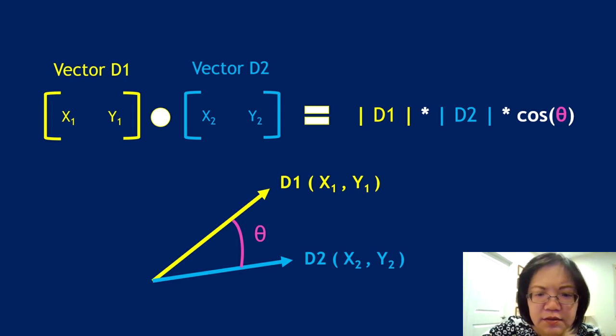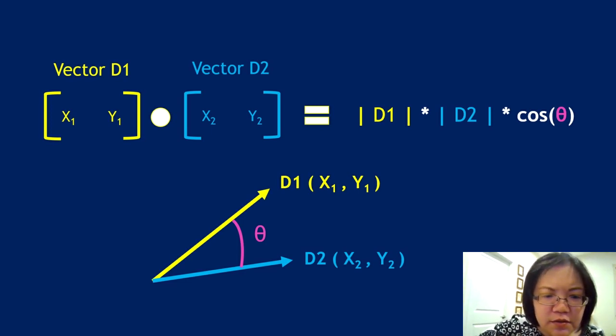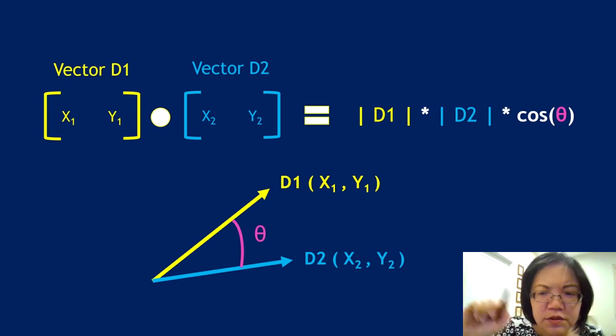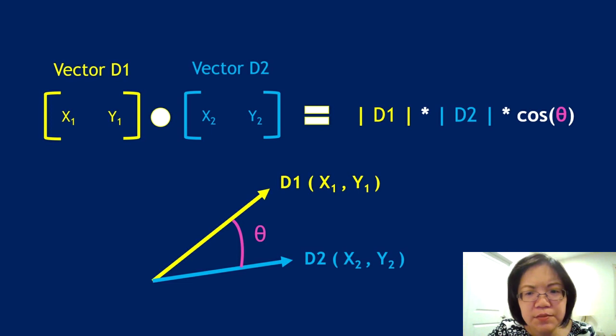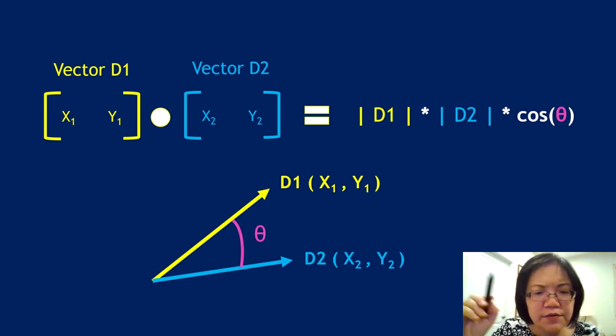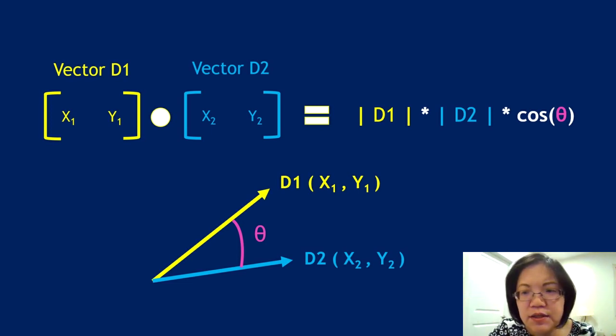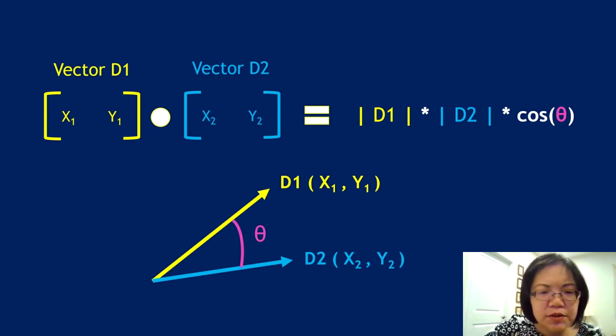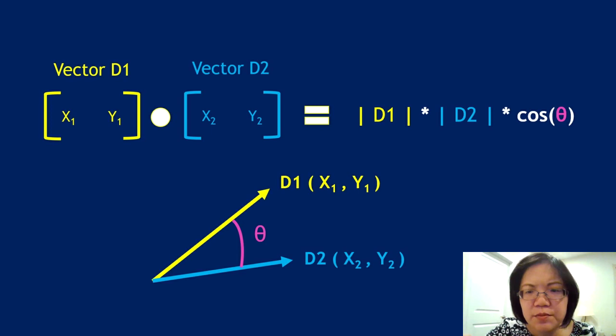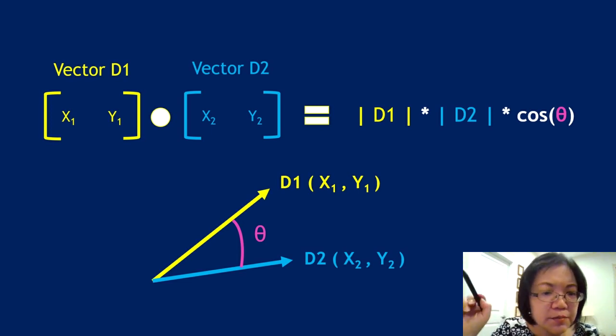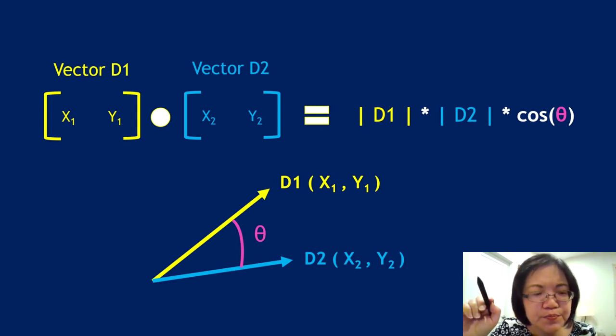This is D2's length over here. So the length over here, D2. Okay. So for these two, you measure the length of the two vectors, and then you find the angle between the two, and you get the cosine between the two. You multiply these three terms together. You will also get the inner product. So the inner product can be calculated in two different ways.